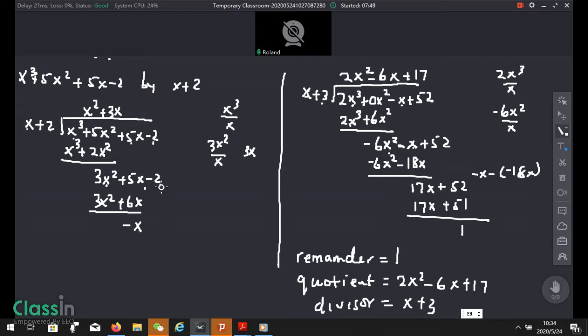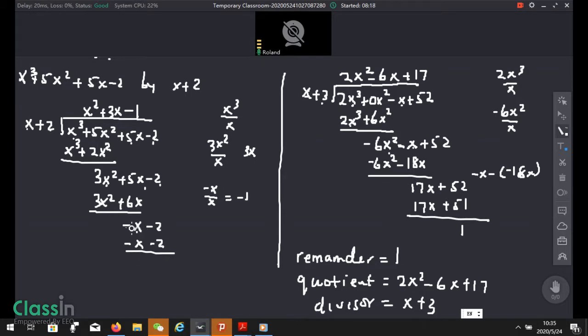Of course, there is this negative 2 here. We can bring it down. This is negative x, this is x. We can still divide. Negative x over x is negative 1. And we multiply x plus 2 by negative 1. X times negative 1 is negative x. 2 times negative 1 is negative 2.